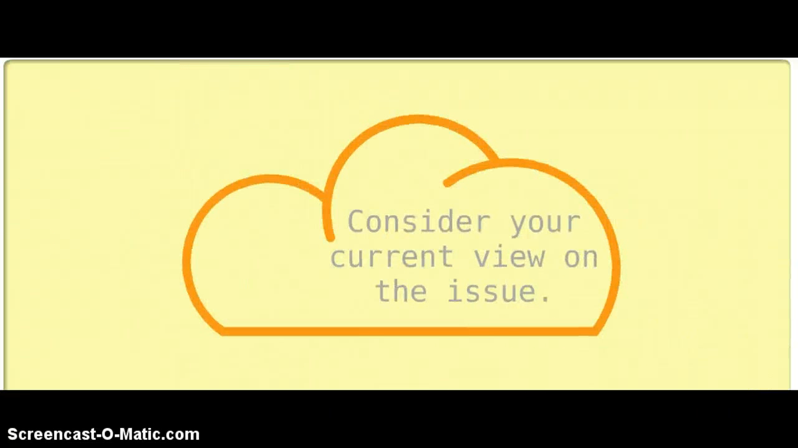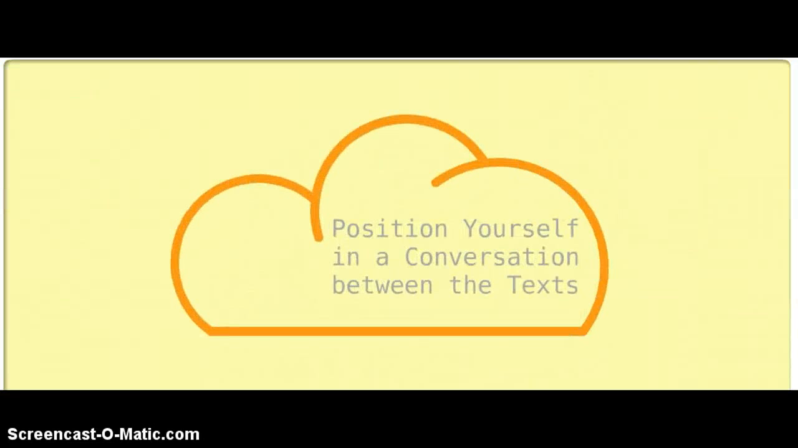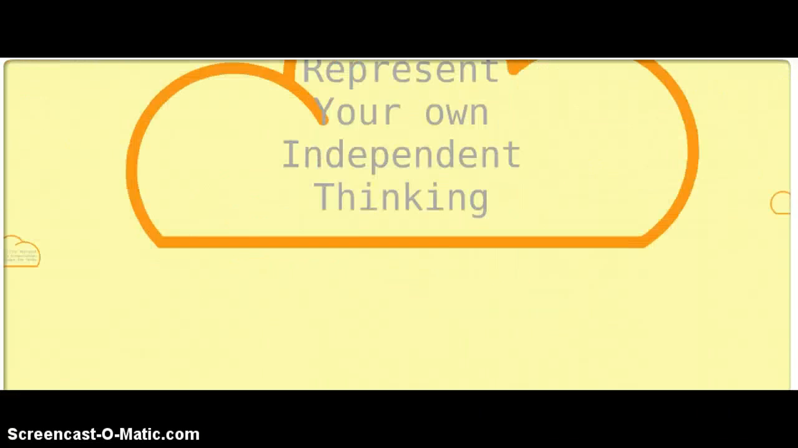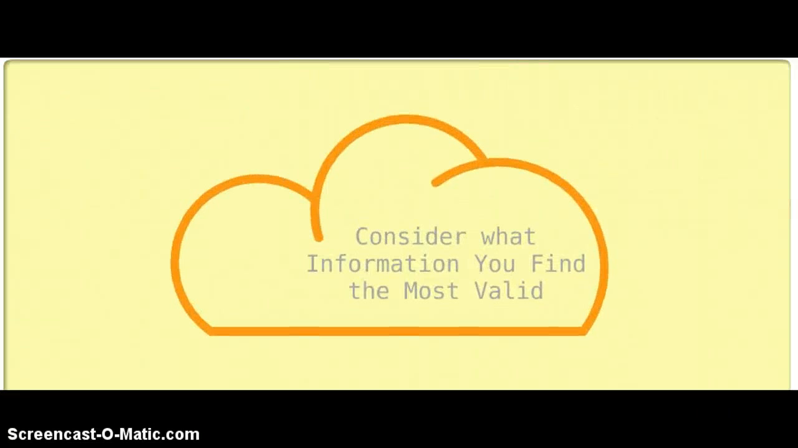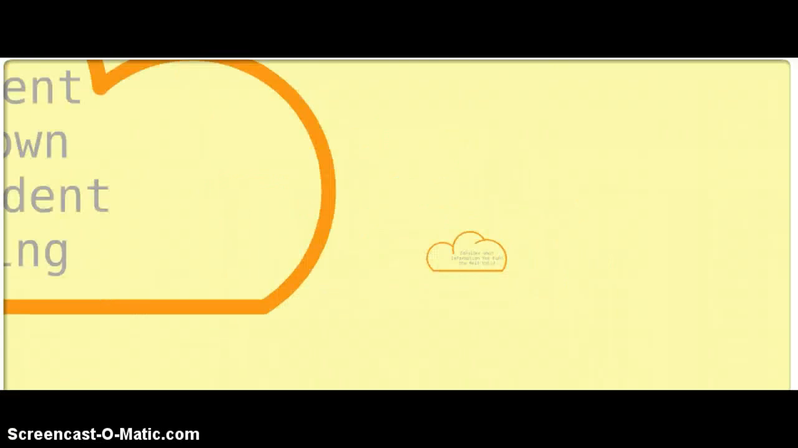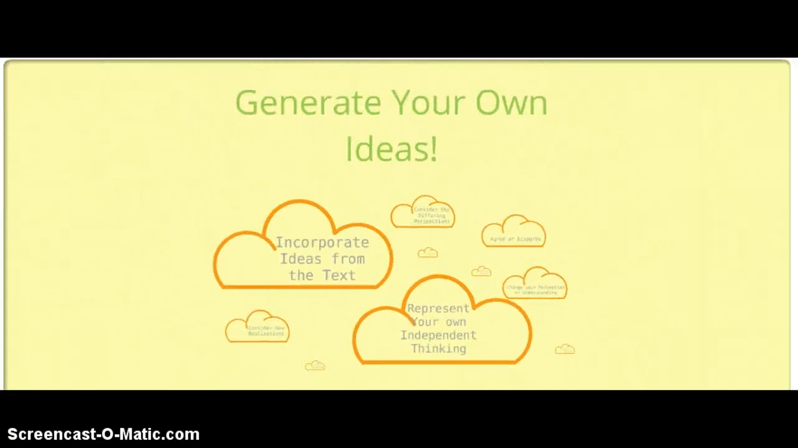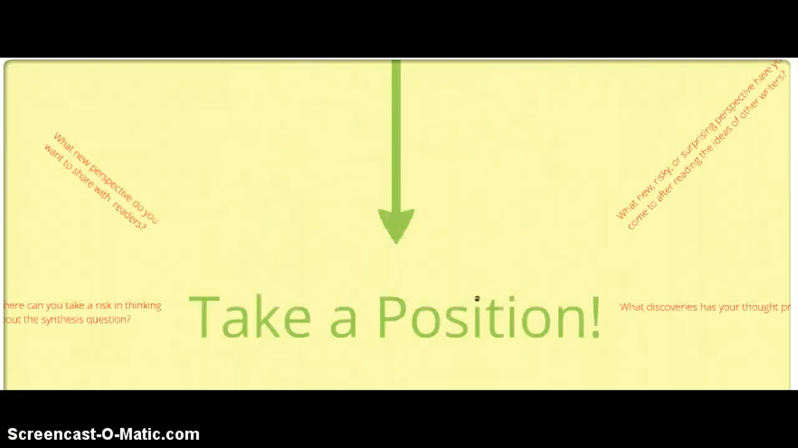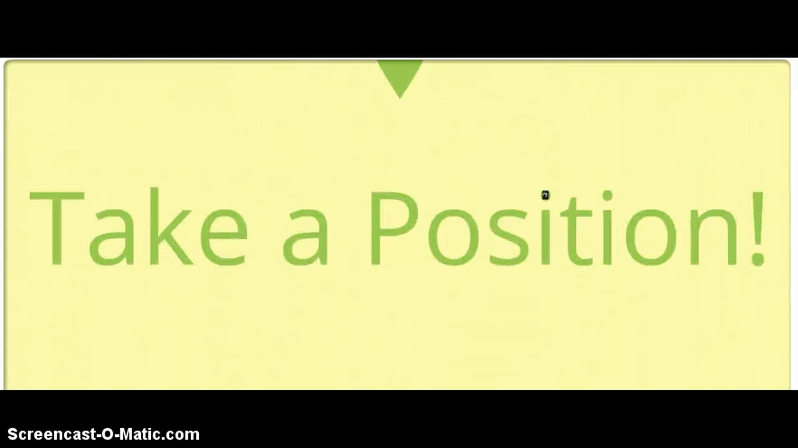Also think about what new questions related to the synthesis question have come up and what your current view is on the synthesis question. Where would you position yourself in a conversation between the texts, and what do you find to be the most valid, accurate, interesting, or useful in the texts, and why? Once you have developed your ideas about the texts, you can begin to take a position on the issue at hand.